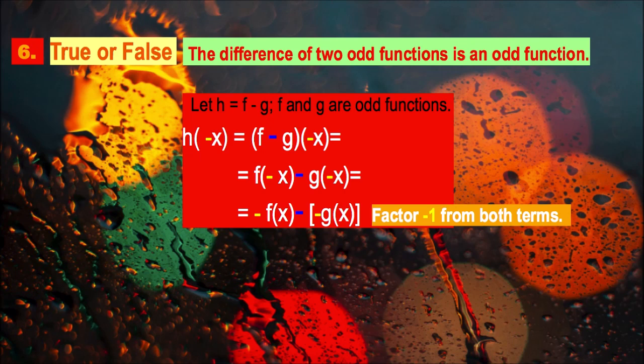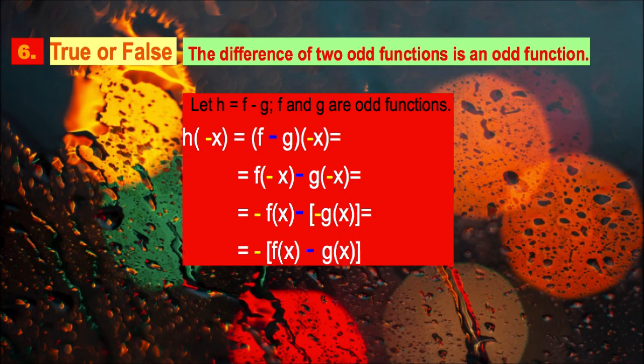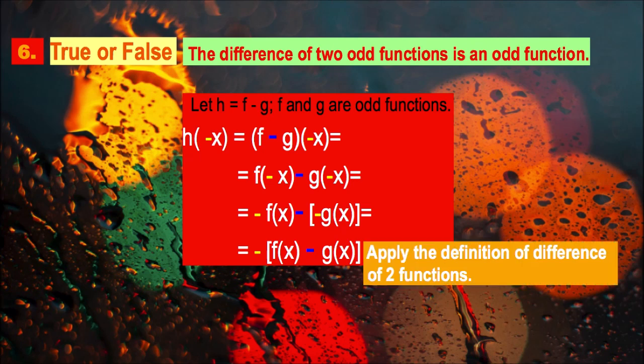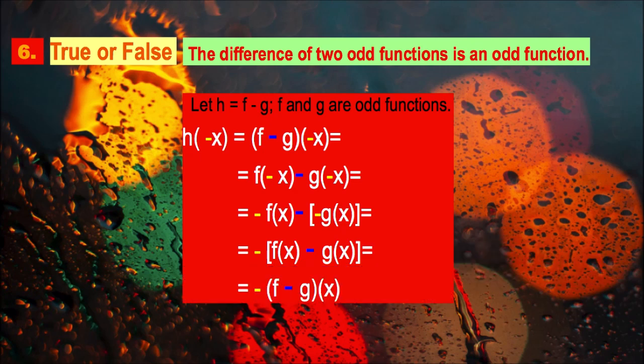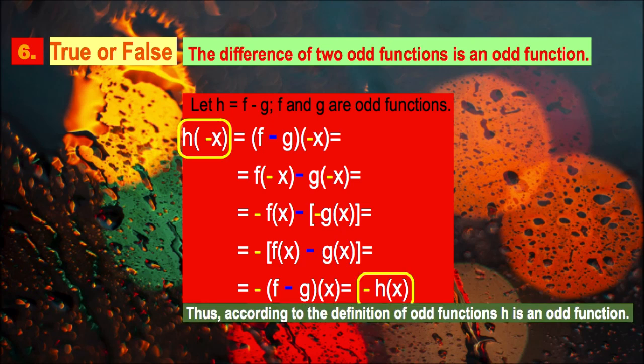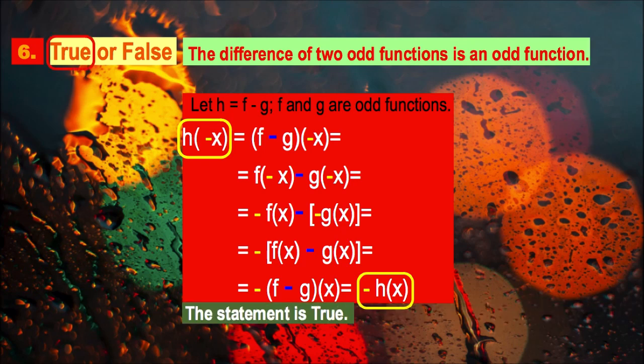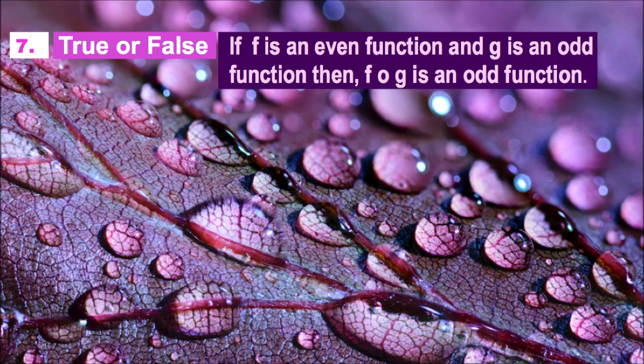Factor negative 1 from both terms. Negative open bracket f of x minus g of x, close bracket. Apply the definition of difference of two functions, which is equal to negative f minus g of x, which equals negative h of x. Thus, according to the definition of odd functions, h is an odd function since h of negative x is equal to negative h of x. The statement is true.